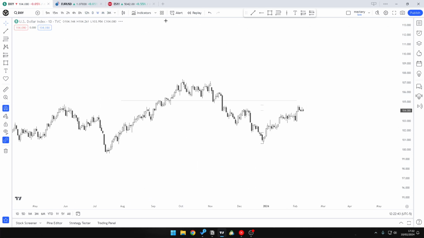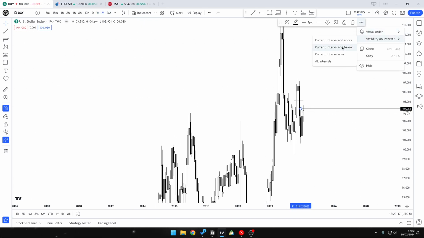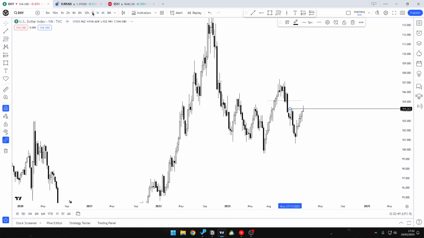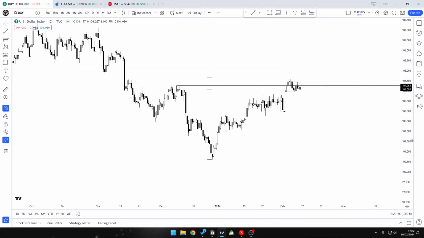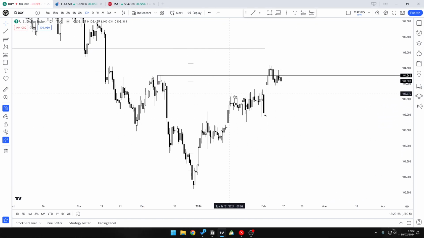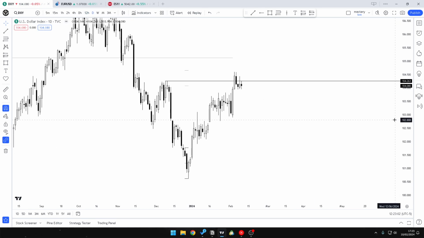Oh, why is it not working? Current interval and below. Okay. So this was the draw on liquidity, and I was looking for price to reach into those. Now, the first question is how and when.